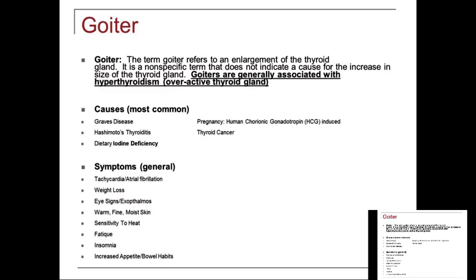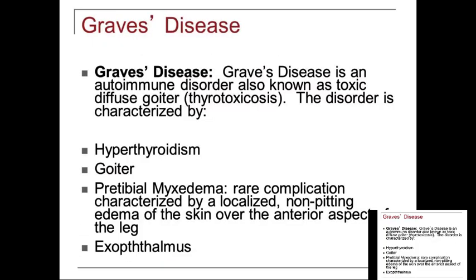And the symptoms are generally tachycardia, an increased heart rate, weight loss. You can see this exophthalmos, which is the protrusion of the eyeballs. The skin is moist, they're warm, there's sensitivity to heat, there's fatigue, insomnia, and increased appetite or bowel habits. Graves' disease is an autoimmune disorder, known as toxic diffuse goiter or thyrotoxicosis, and it's characterized by hyperthyroidism. Again, you see this goiter.